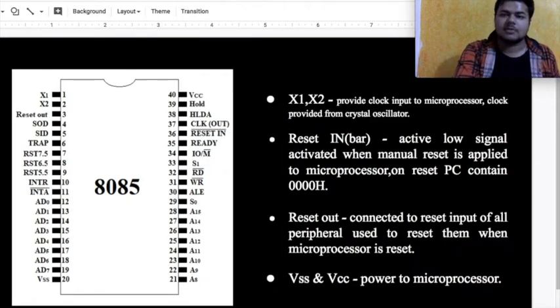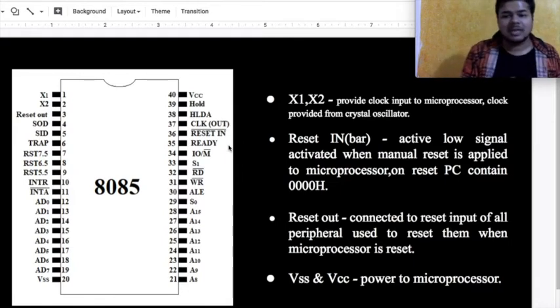Now coming to the X1, X2 pins. These are used to provide clock input to the microprocessor, and this clock is provided through a crystal oscillator. Basically X1, X2 is connected to a crystal oscillator which produces a clock of 3 megahertz. Now coming to RESET IN bar, this is an active low signal, which means when we give 0 volt or low signal to it, it activates. It is used to reset the microprocessor. When we put 0 volt on this pin, the full microprocessor gets reset.